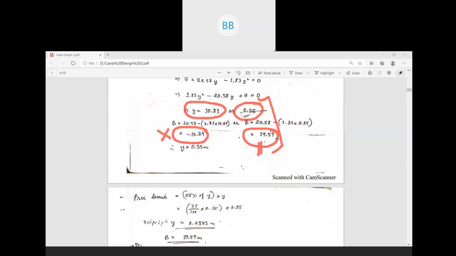As our discharge is very small, we can directly provide 25% of y as freeboard. So 25% of y plus y. This will be your design depth, and this is your design width of the channel.